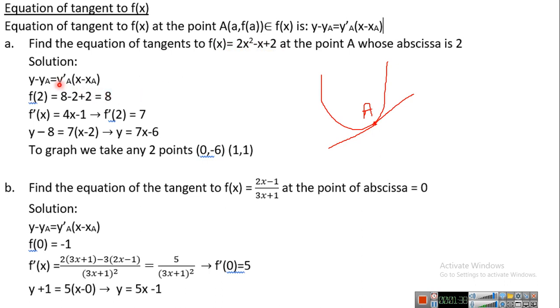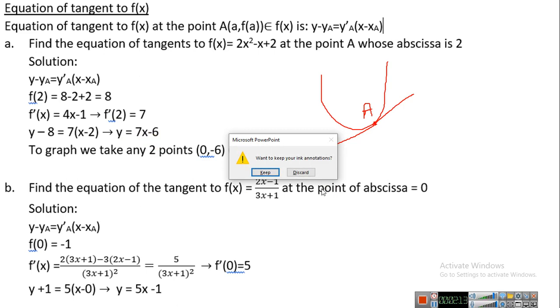I need y prime at the point 2, so I do the derivative, 4x minus 1. I replace x by 2 because I want it at the abscissa 2: 8 minus 1, 7. So now the equation will be y minus y of A, which is 8, equals the slope, the derivative 7, into x minus x of A, which is 2. So the equation will be y equals 7x minus 6. To graph, we take any two particular points. You can take x is 0 and get minus 6, or x is 1 and get 1.